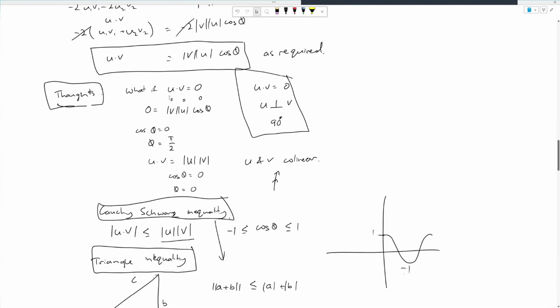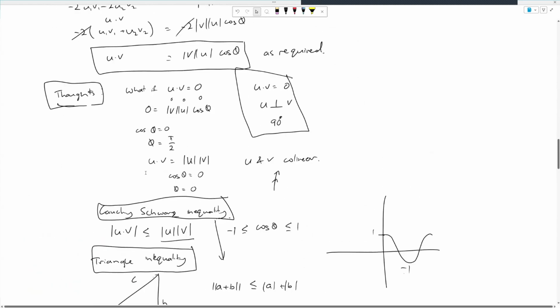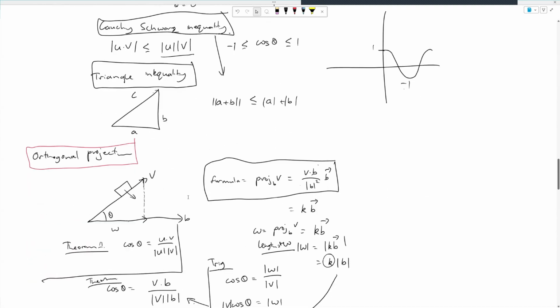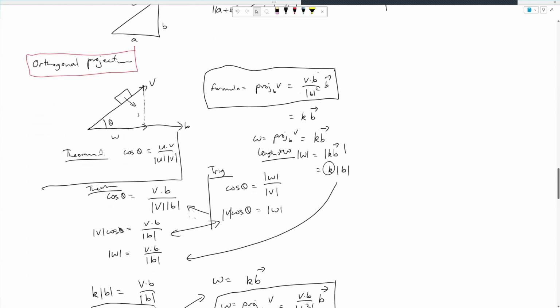Another key point is that if two vectors' dot product is equal to 0, then they are orthogonal to each other, or perpendicular to each other. With this theorem, you also get the Cauchy-Schwarz inequality, because cosine can't be bigger than 1 or less than -1. So the absolute value of a dot product is always going to be less than or equal to the product of the lengths of the two vectors.